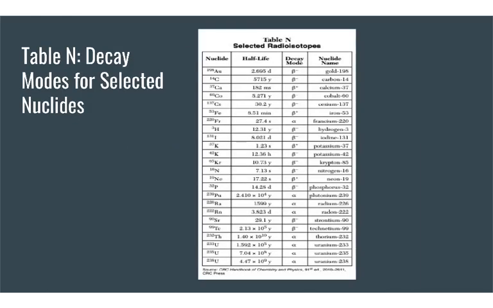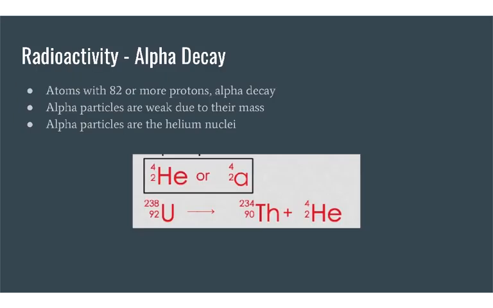Quickly, we're going to come back to this table. I just want to show it to you real quick. Table N is our decay modes for selected nuclides. So you can see we have potassium, iodine, uranium on here, and these are just going to tell you the type of decay it is going through. We're going to look at this table more in depth when we talk about half-lives. That's going to be in lesson 3. But again, table N in your reference table.